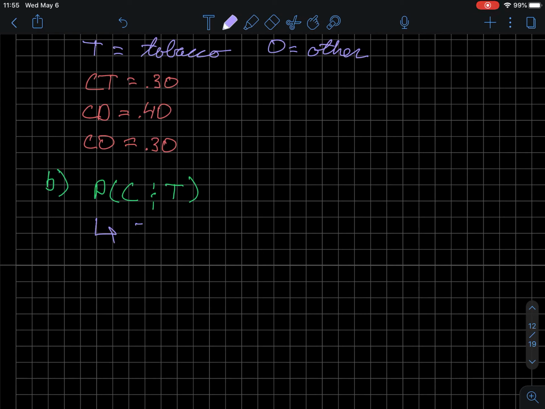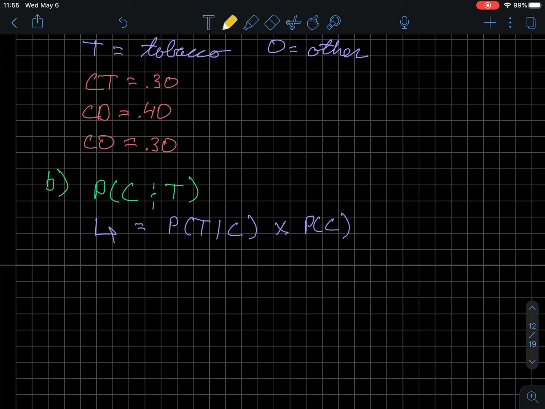So this is going to equal the probability of tobacco-related cancer. So the probability of a tobacco-related death given that you have cancer, times, which is proportional, times the probability of having cancer, right? So this is the way that we would solve this problem.